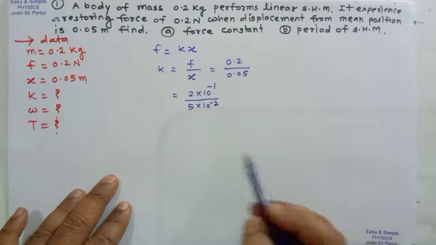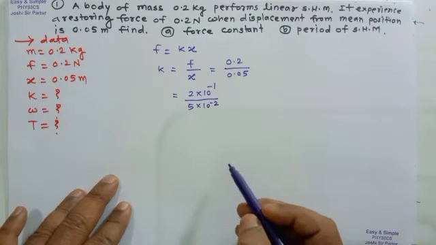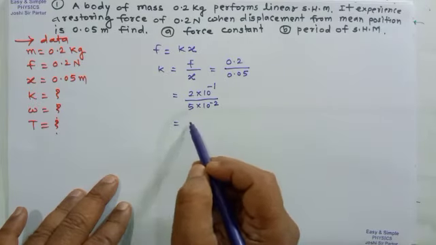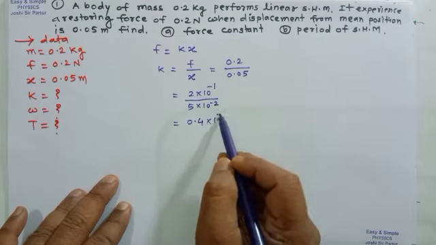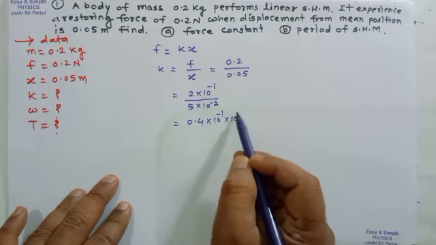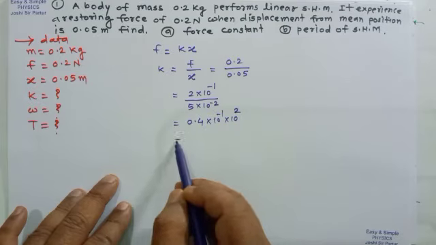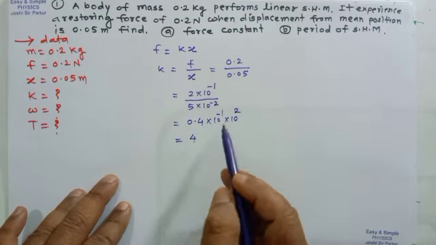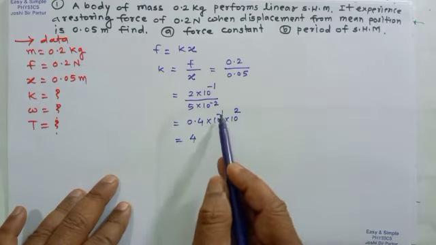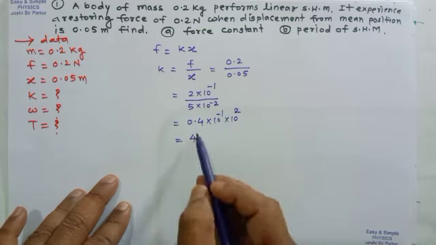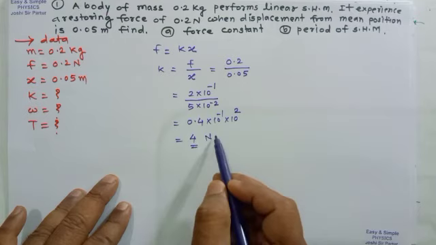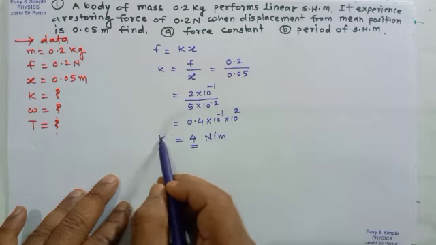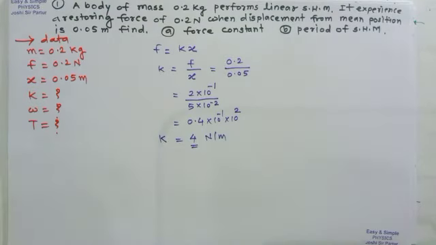So by dividing by 5, its answer will be 0.4 into 10 to the power minus 1 into 10 to the power 2, and therefore 4, because from 2, 1 is subtracted, 1 is there, decimal point is shifting, so here 4 Newton per meter. That will be the first answer, that is force constant.